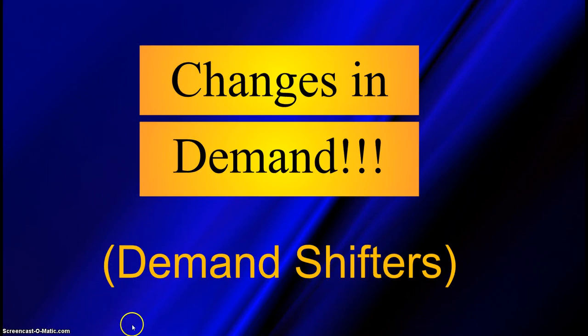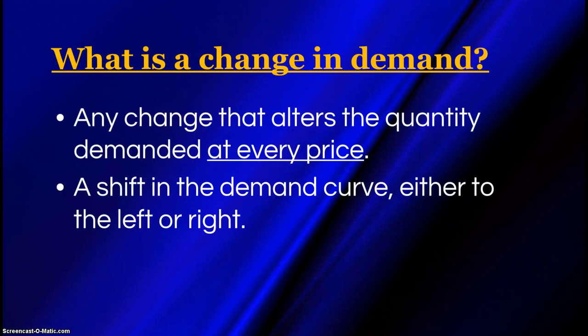All right. Now we're moving into Learning Target 2.3, looking at demand shifters. A change in demand is any change that alters the quantity demanded at every price. So people basically change their minds about the amount they'll pay for a good, or the number of people who want to buy a good changes. And the demand curves then get a shift to the right or to the left.